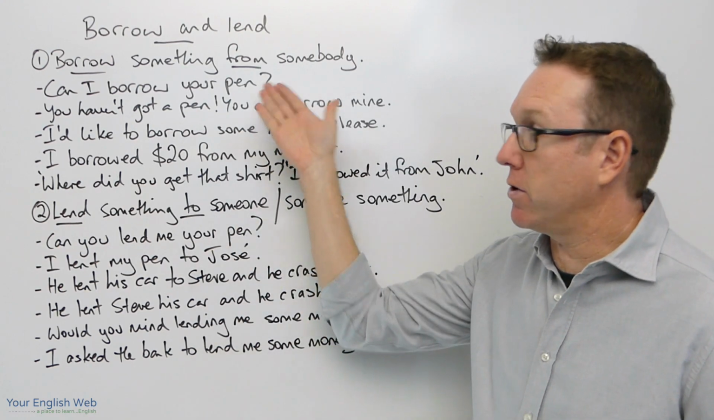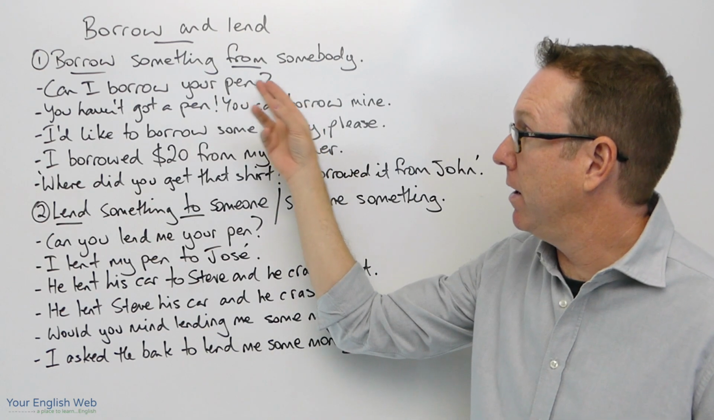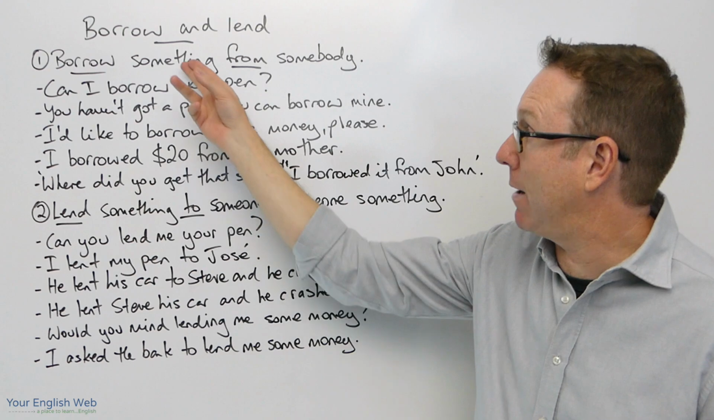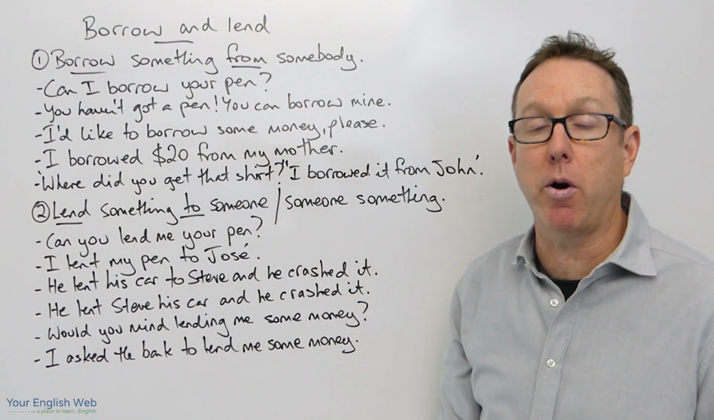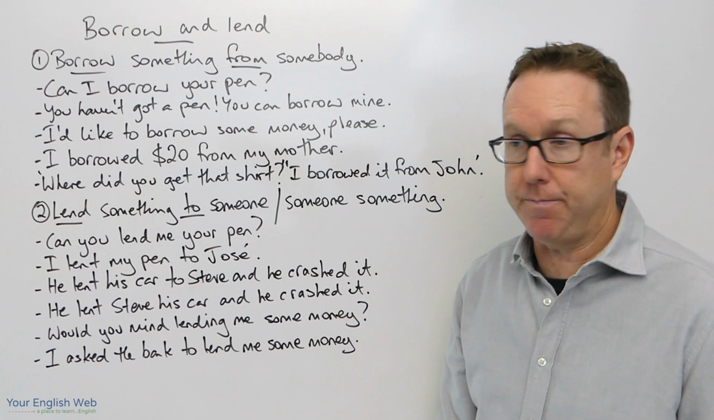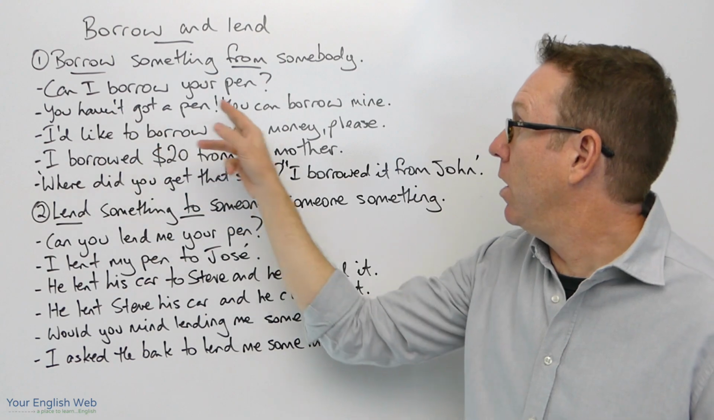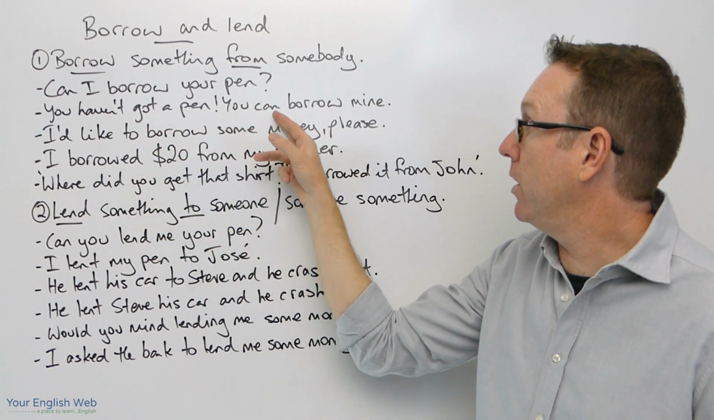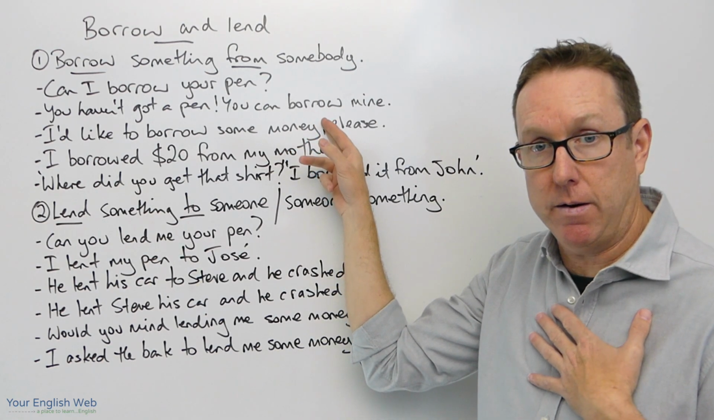So, the first example, can I borrow your pen? So I'm borrowing something from somebody. You, in this sense, can I borrow your pen? The second example, you haven't got a pen, you can borrow mine. You can borrow my pen.